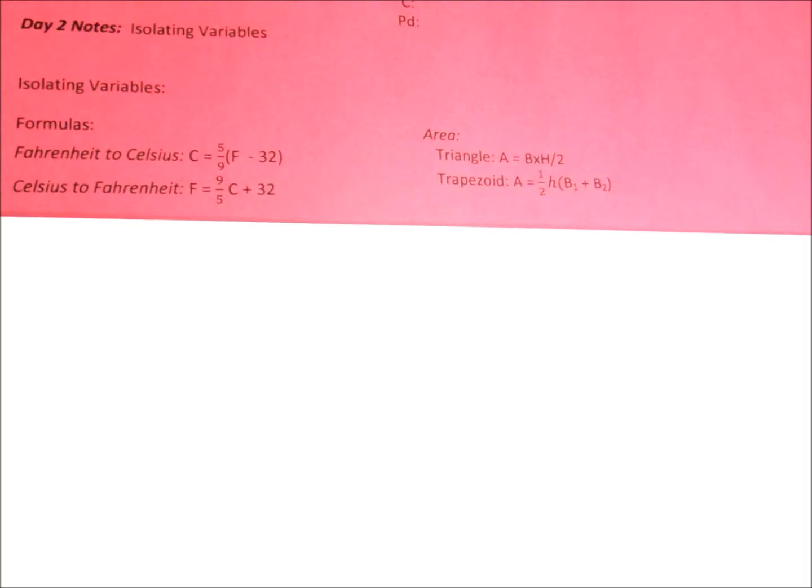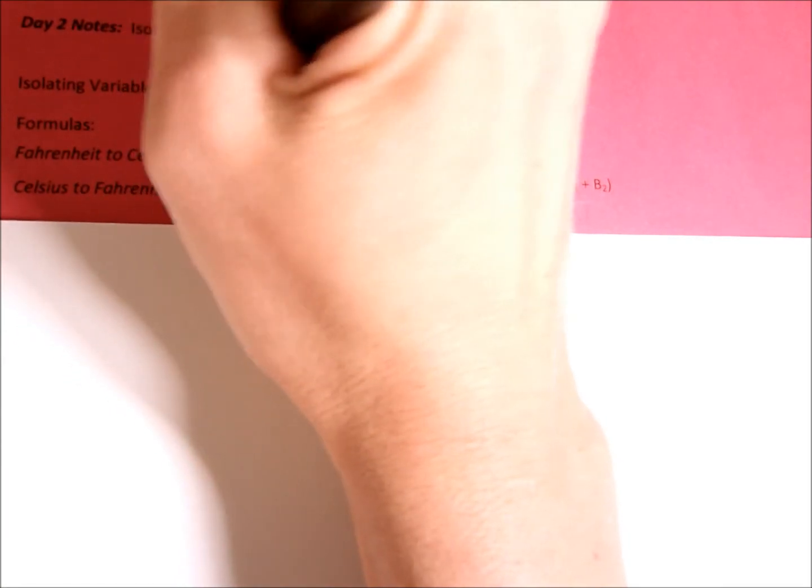Today with our word problems, we are going to work on isolating variables. So from English, what does isolation mean? Cut off, put by itself. Okay, let's put that down. Get the variable by itself.